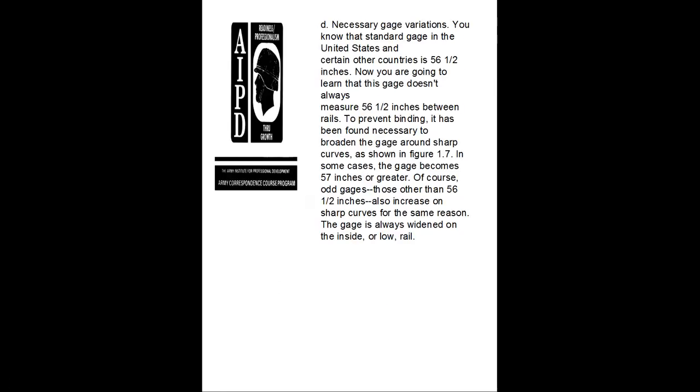You know that the standard gauge of the United States and certain other countries is 56.5 inches. Now you are going to learn that the gauge doesn't always measure 56.5 inches between the rails. To prevent binding, it is found necessary to broaden the gauge on sharp curves, as shown in Figure 1.7. In some cases, the gauge becomes 57 inches or greater. Odd gauges, those other than 56.5 inches, are also increased on sharp curves for the same reason, and the gauge is also widened on the inside of the low rail.